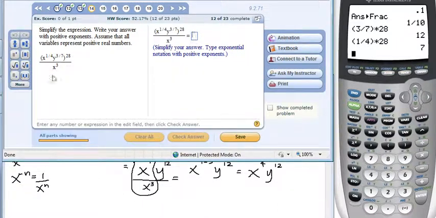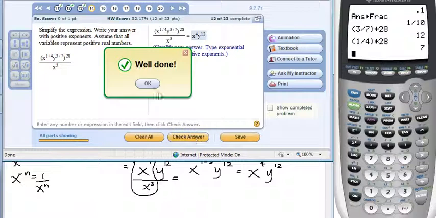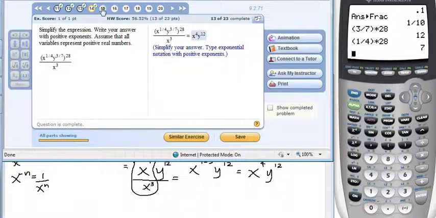x to the 4th. Should we check that one? I'm not going to check all of these. Let's put my number in there first, my base. I'm not going to check all of these, but I should check a few. You know how to put these in by now.